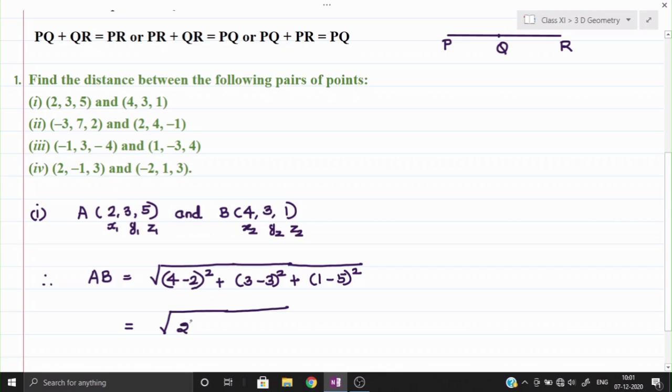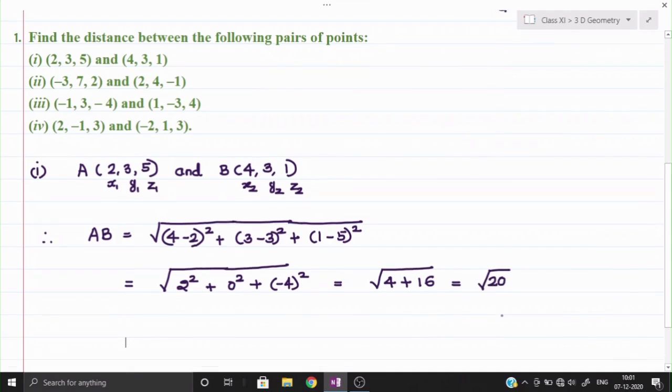So what remains here is 2 square plus 3 minus 3, that is 0 square, and 1 minus 5, that will be minus 4. Now if I solve it a little further, 2 square is 4, 0 we can leave it, and minus 4 square will be 16. So this is coming as under root of 20.